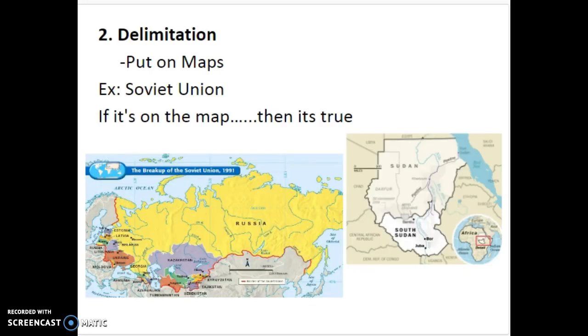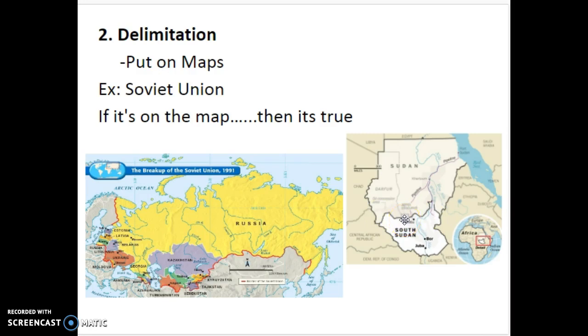The second step in boundary making, after you define the boundary, is the delimitation process. That's where you actually limit or draw it on the map. For example, we talked about one of the newest states created, South Sudan. There was a negotiation process. They had to define that boundary, and then they had to delimit it on the map.